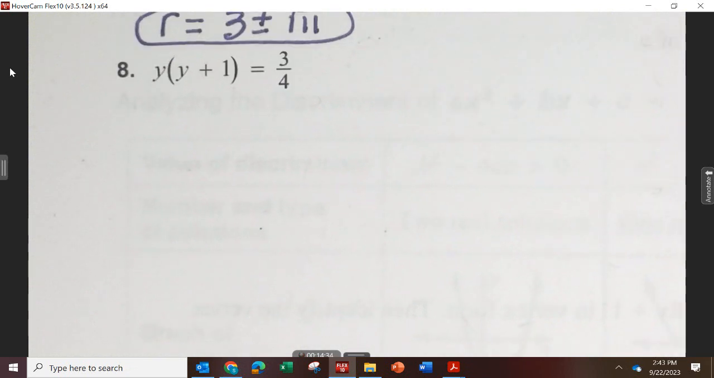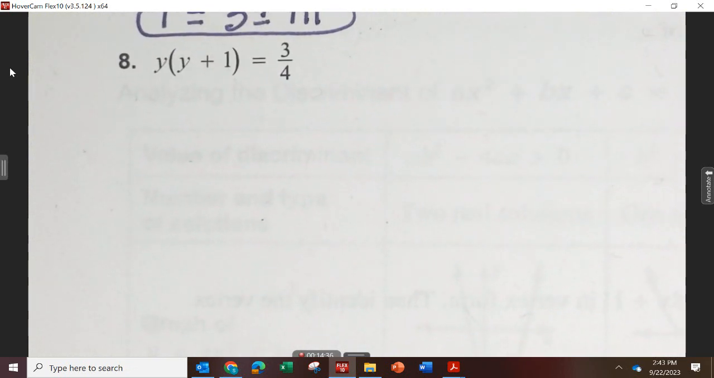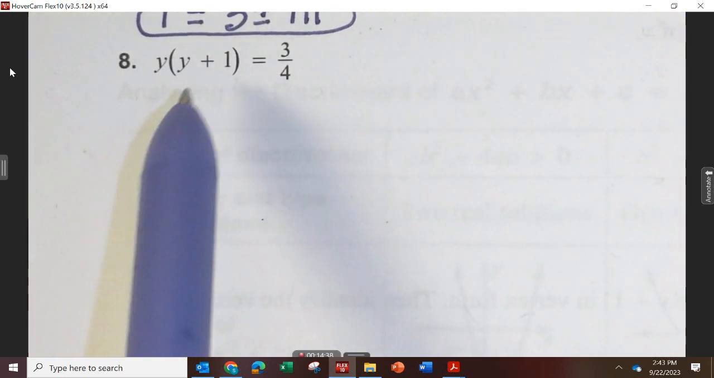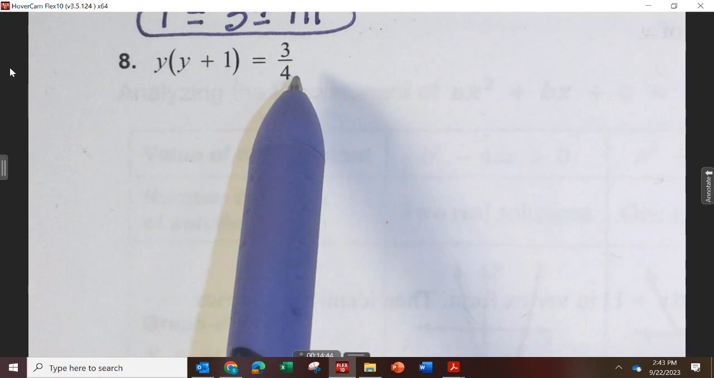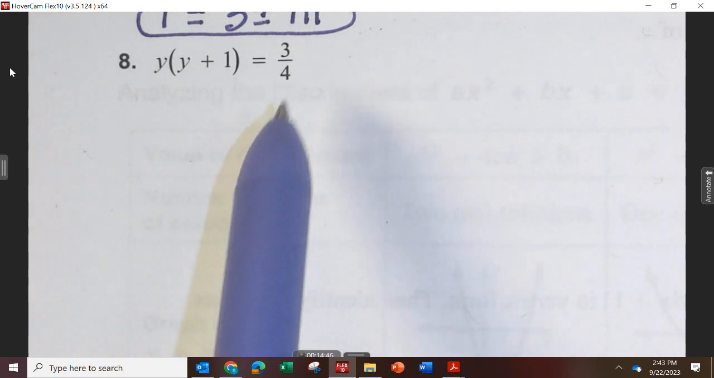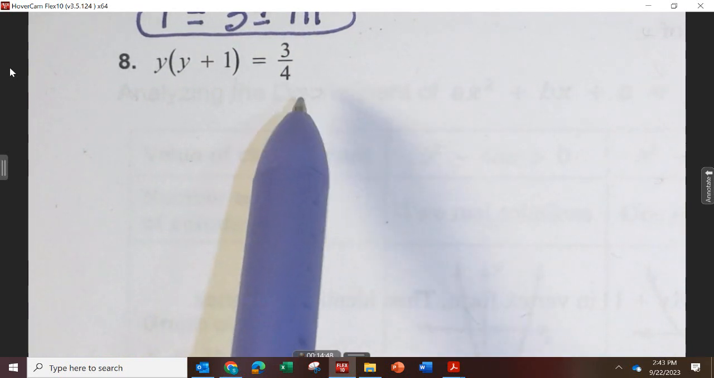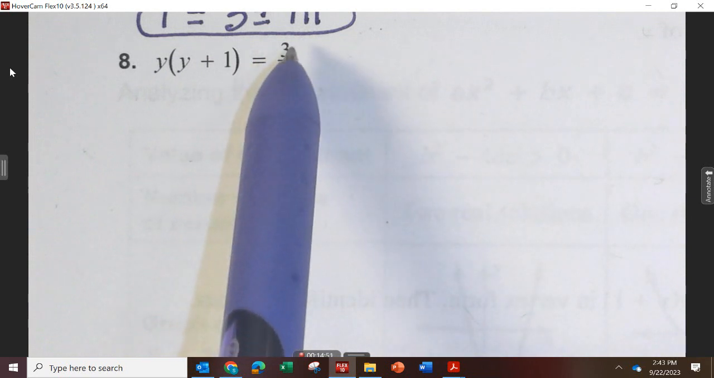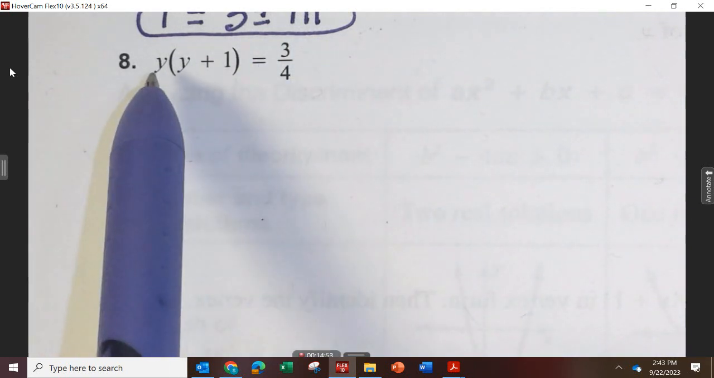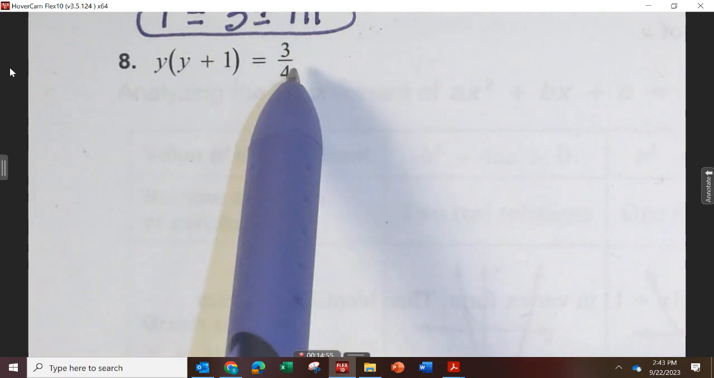Okay, guys. Let's go over here to number 8. When we look at this problem, we think, okay, it's factored over here, so can we just set y equal to 3/4 and y plus 1 equal to 3/4? No, because what does it have to be equal to, Jackson, to do that? 0. If this had been a 0, our answers would have been 0 and -1, but it's not.